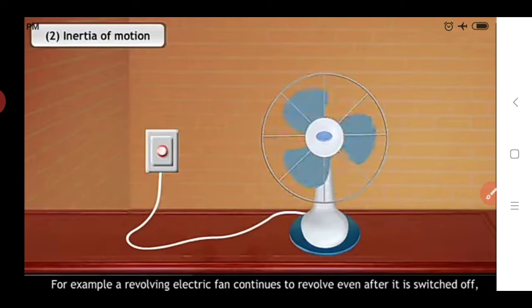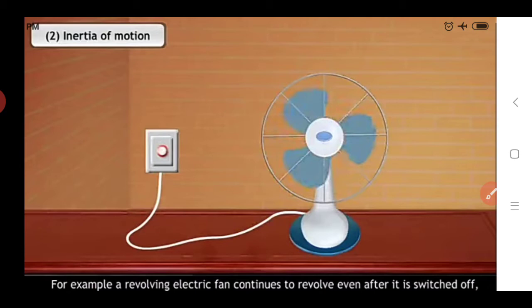It remains in a state of motion even though it is switched off. This inherent property of that fan to remain in motion by moving in a circular path, the inherent property to remain as it is in motion, is called inertia of motion. Means inertia which is present in objects that are in motion.